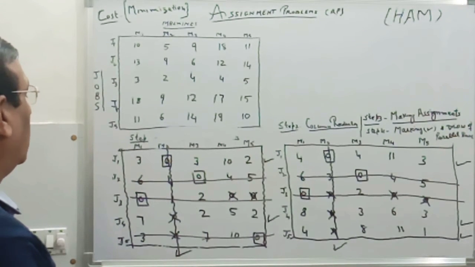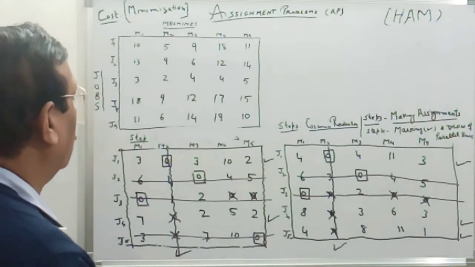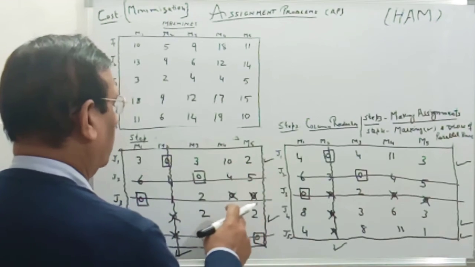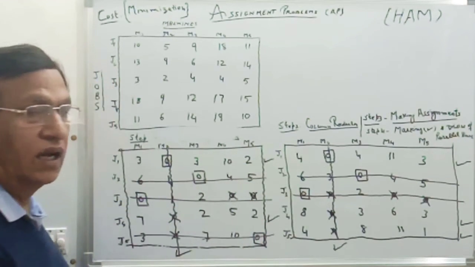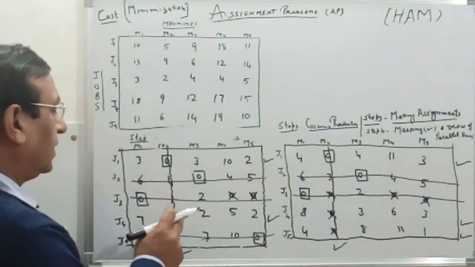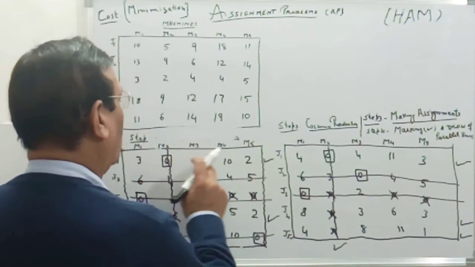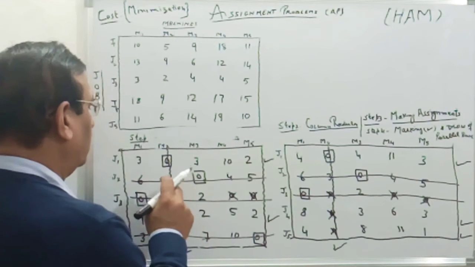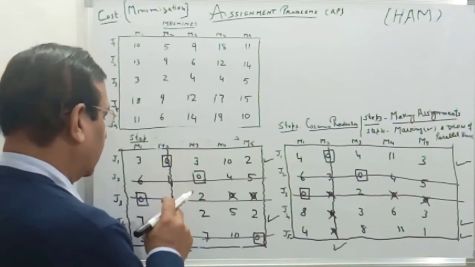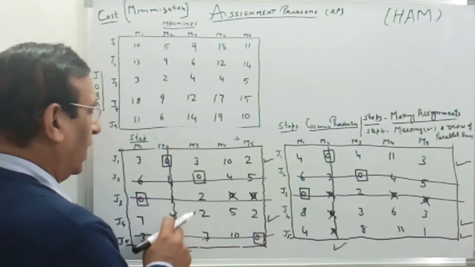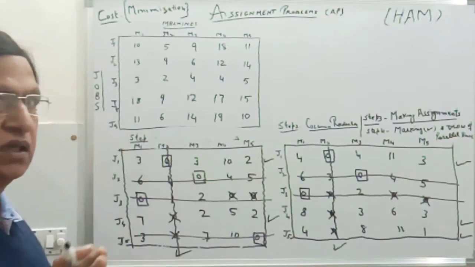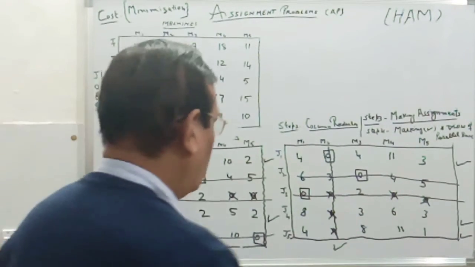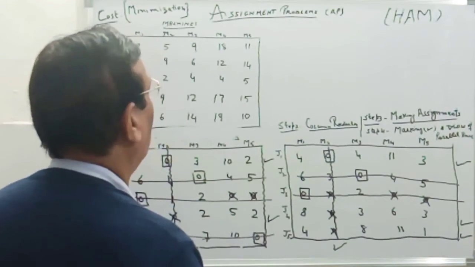Now again you have to select the minimum element among the uncovered elements. So 3, 3, 10, 2. So minimum is 2. Again repeat the same process. Subtract this minimum number 2 from all other uncovered elements and add this minimum number 2 to the element lying at the intersection of two lines, and other covered elements are not to be touched. So we will get another table. So next table we have to form.